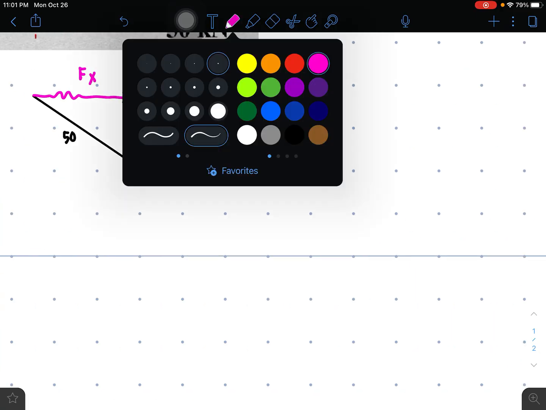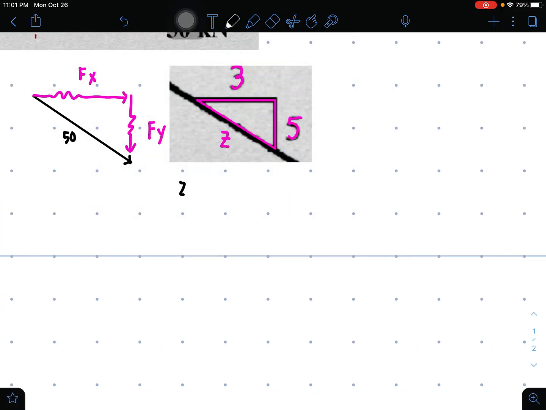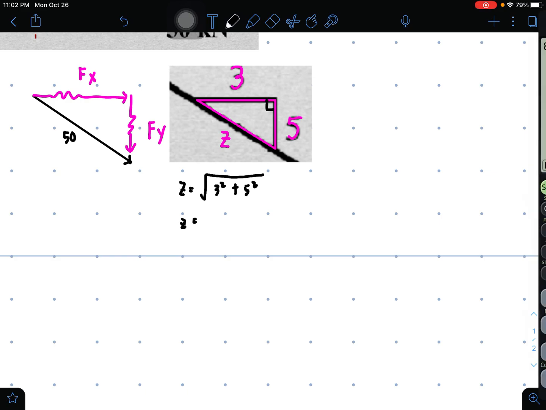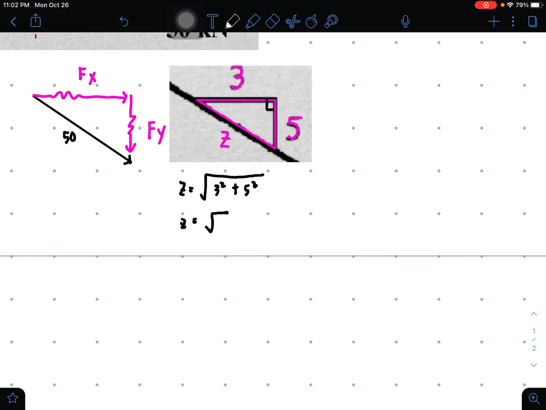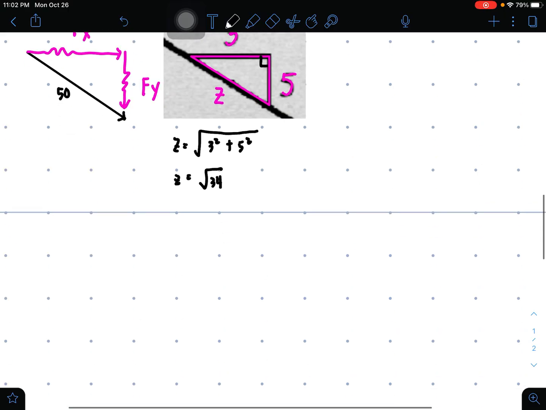By Pythagorean theorem, z is equal to the square root of 3 squared plus 5 squared, because that's a perfect right triangle. So z is equal to the square root of 3 squared plus 5 squared, and that is the square root of 34. That is the value of our z.